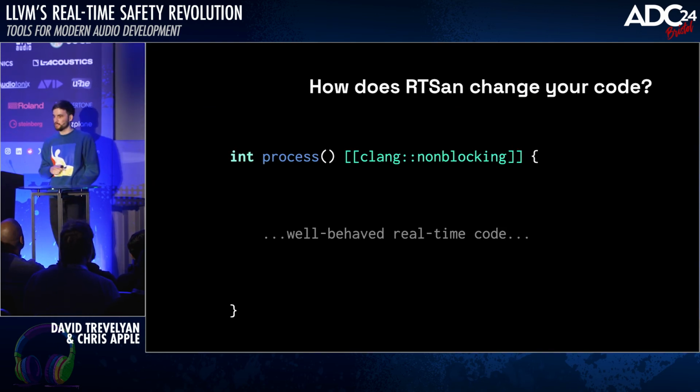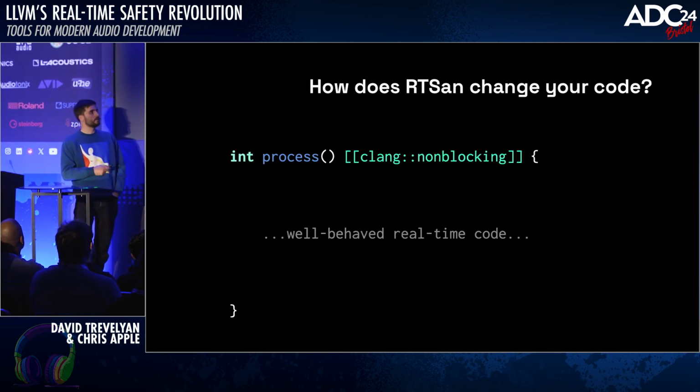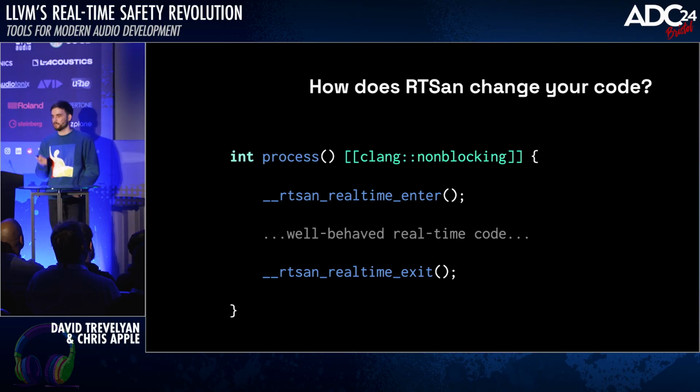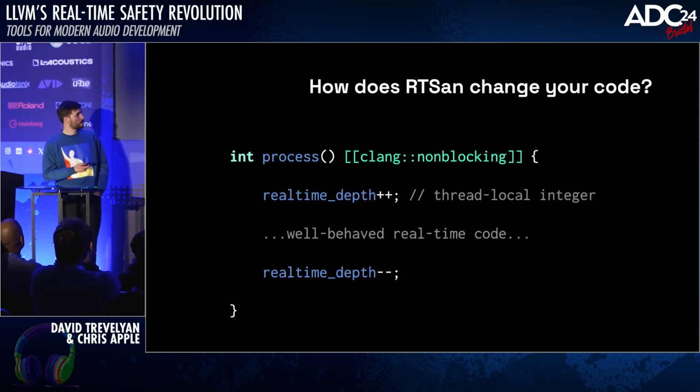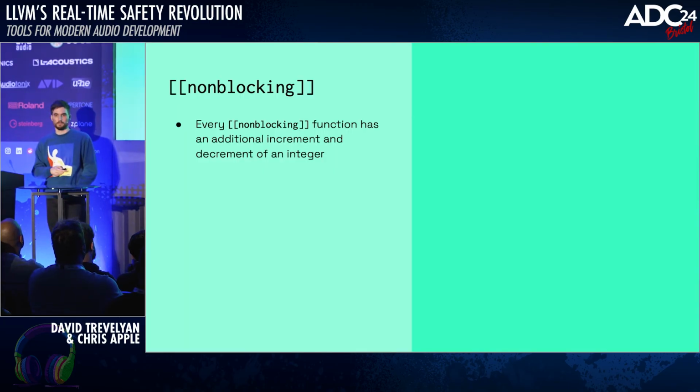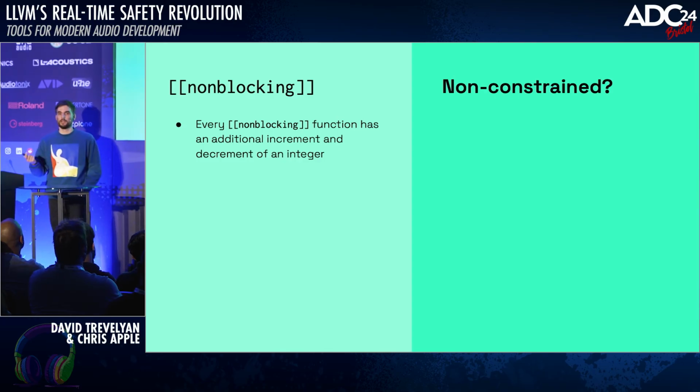So, RealtimeSanitizer. We saw earlier how the sanitizer changes your code for non-blocking functions. We inject function calls like this, real-time enter and real-time exit, and essentially what they do is just increment and decrement a thread local integer. So that's very, very lightweight. Not much to worry about, especially if you're only putting this on the top level callback. But what about the non-constrained case?